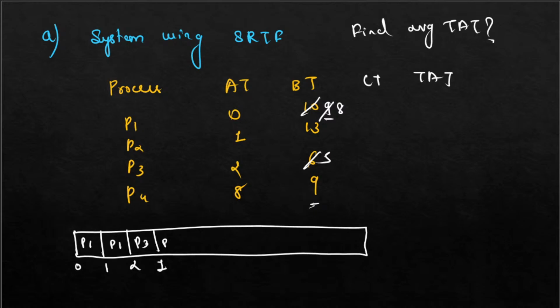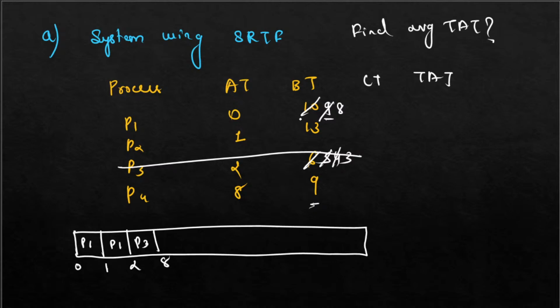Again P3 will be there, so here it will be 3. P3 will keep running, so we will say that till 8 P3 will be there, and that's how P3 will get finished.